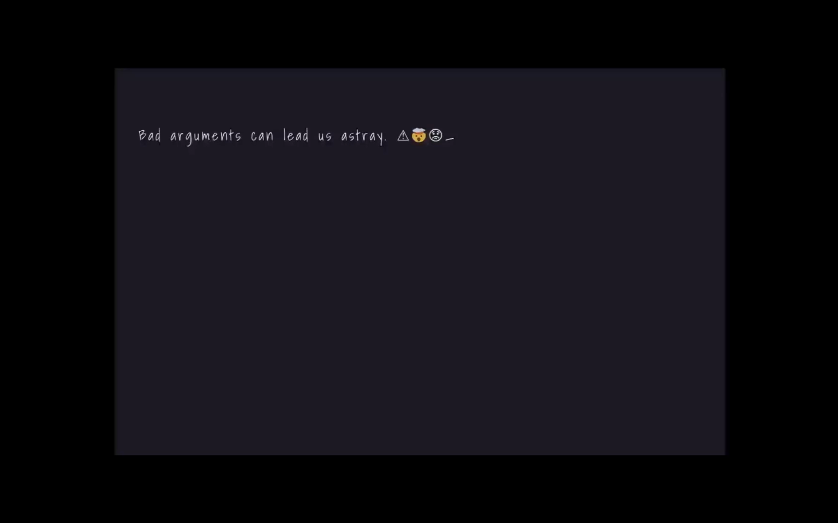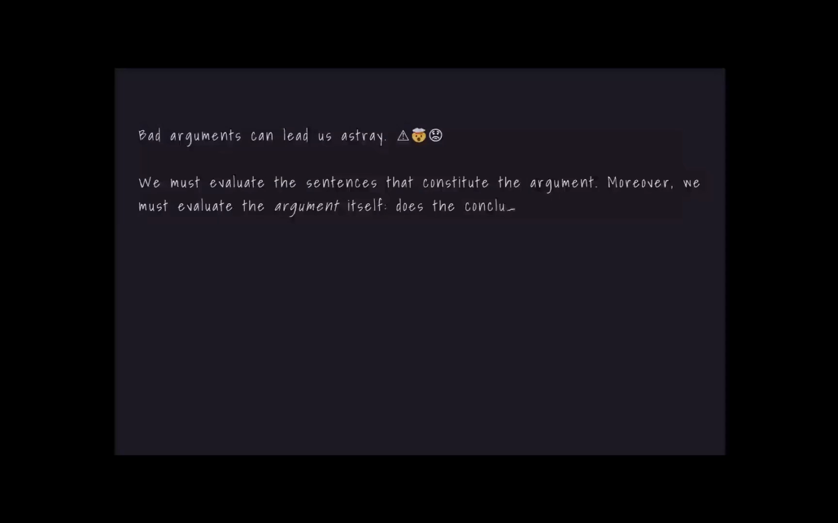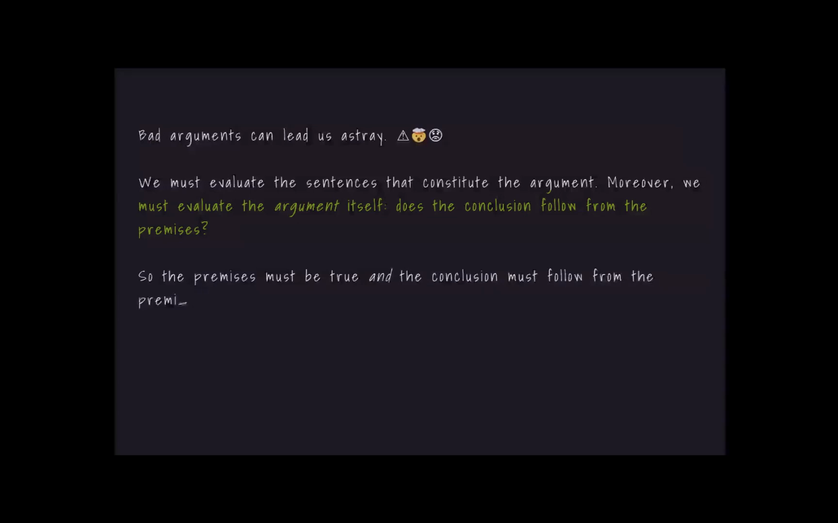In evaluating an argument, we must evaluate each of the sentences that constitute the argument as being either true or false. But we must also evaluate the argument as a whole, namely the claim that the conclusion follows from the premises. If the conclusion follows from the premises, the argument is good. If the premises are also true, then the argument is said to be sound. If the conclusion doesn't follow from the premises, the argument is bad, irrespective of the truth of the premises. Keep in mind, the argument itself is neither true nor false, just like tables are neither brave nor not brave.